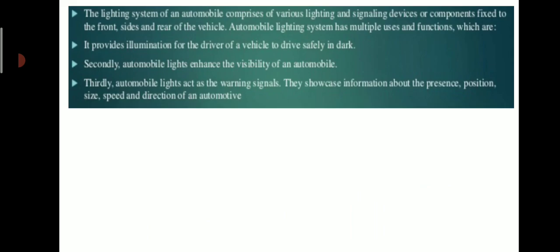Automobile lighting system has multiple uses and functions. So let us see what these functions are. Automobile lighting system provides illumination for the driver of the vehicle to drive safely in the dark. Secondly, automobile lights enhance the visibility of an automobile. Thirdly, automobile lights act as warning signals. They showcase information about the presence, position, size, speed and direction of an automotive.